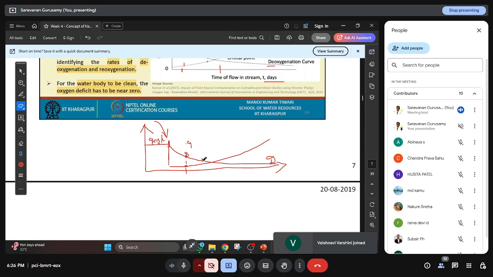At this point, the DO was reduced to 2 and another 2 has been added, so the total will be 4. At this point, DO was reduced to 1 and 1 was added, so the total will be 2. And at this point, it was reduced to 0.5, but 5 was added, so it will become 5.5. If you draw this curve, the resultant curve is called the oxygen sag curve. You got it? Yeah, so this is the oxygen sag curve. This is the resultant oxygen, the oxygen present at any time, DO at any time T.